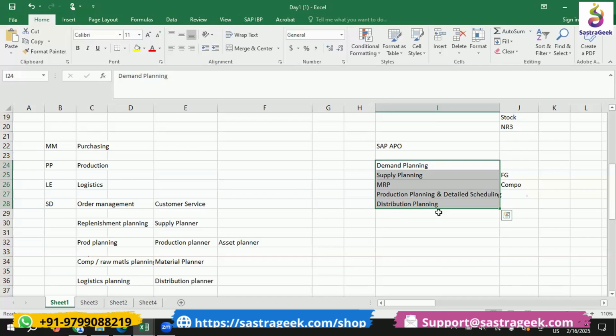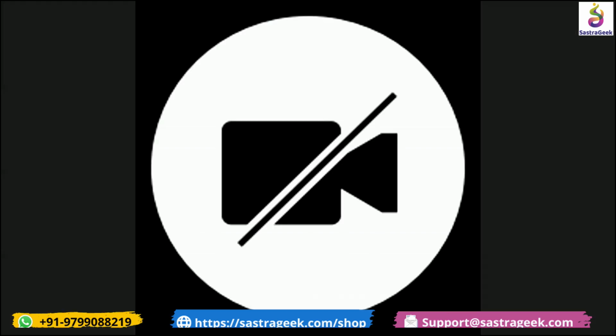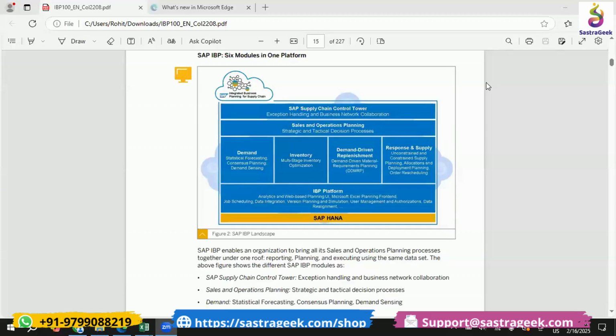I'll quickly go through the screen one more time, just to showcase the modules within IBP. We went through that last time, but I'm not sure if all of us were able to join that session, so I'll quickly go through that slide also. If you see the screen, these are the submodules within IBP.